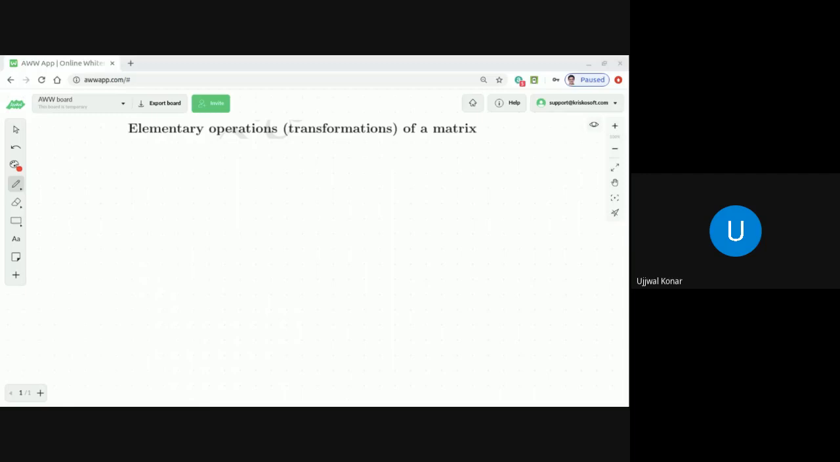Good evening, dear students. So let us start our class on matrices in continuation of our previous classes. So today we will start with elementary operations of a matrix. So we will see how we can perform the elementary operations and several significance of elementary operations. Now, why are elementary operations required?